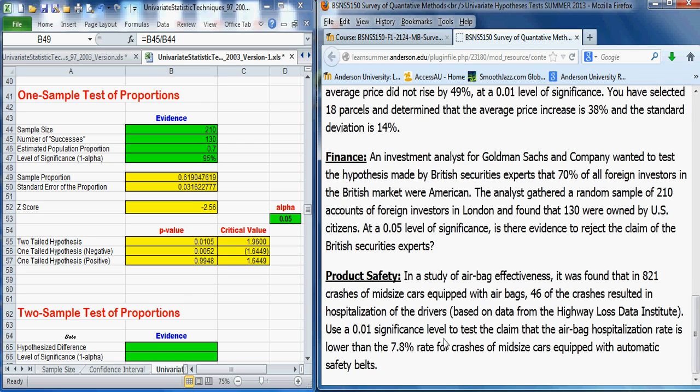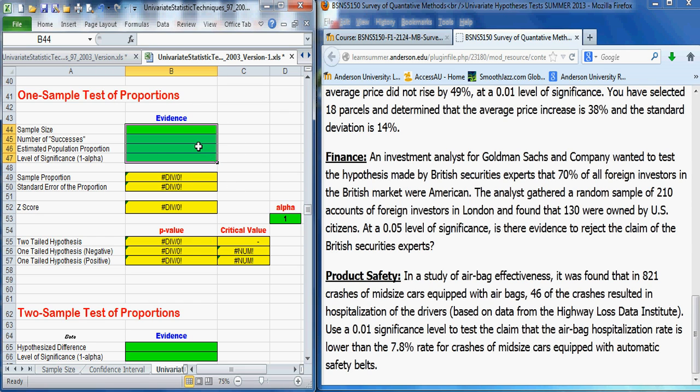So here we have a direction, because it's telling us that the proportion is less than 7.8%. Therefore, because we have to have an equality in the null, we're going to reverse the sign to create our null hypothesis. And so our null hypothesis is that the proportion is greater than or equal to 7.8%. So we'll again use our one sample test of proportions. Let me clear out the old information and we'll input the new.